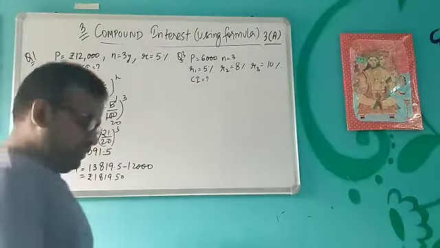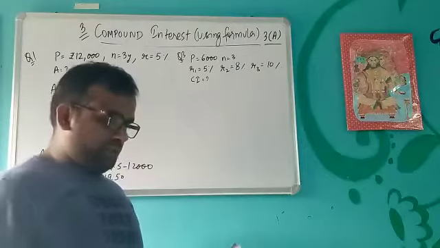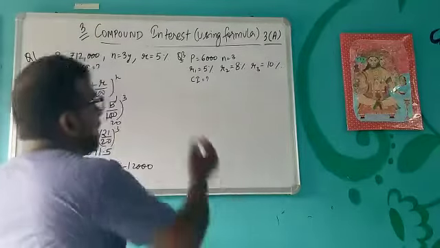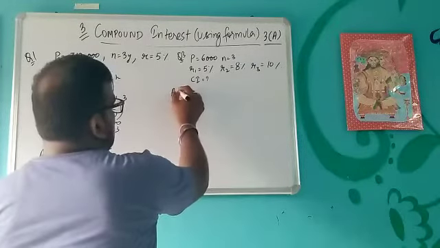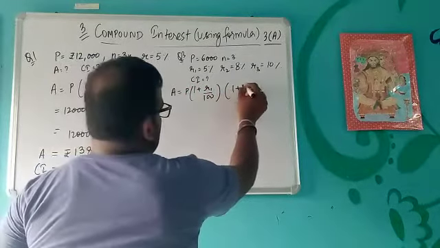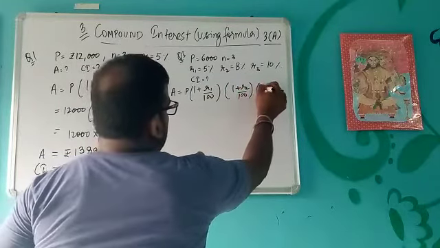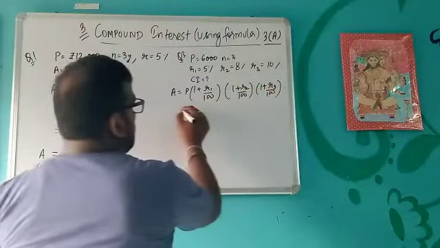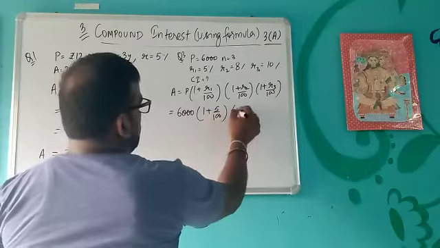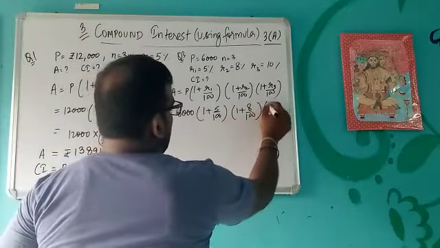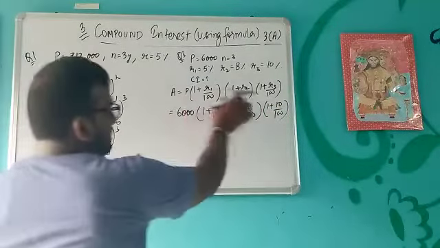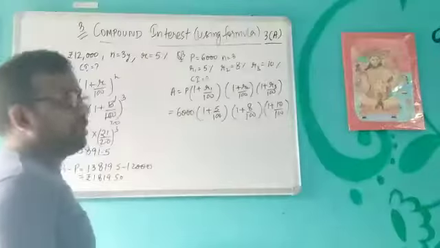Similarly, in the third question, we have to calculate the compound interest accrued on 6,000 rupees for 3 years, compounded yearly. And this time the rates of interest are different. So what are we going to do? We will use this formula. Let's put in the values: 1 plus 5 upon 100, 1 plus 8 upon 100, and 1 plus 10 upon 100. We can write these terms in any sequence, since it is a product, so it is commutative.